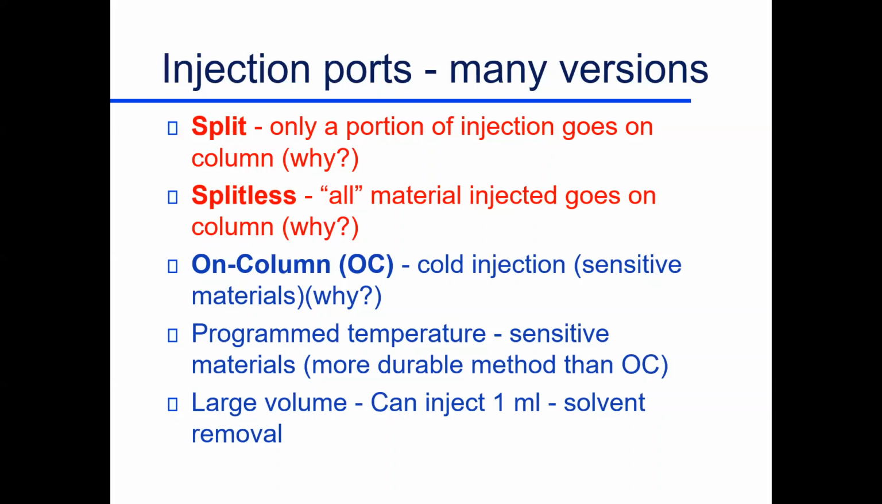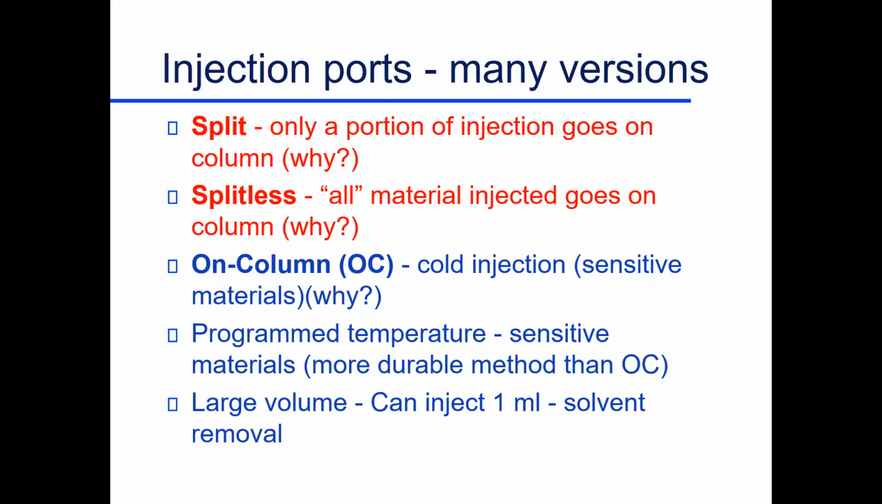But I put all material injected goes into the column. Well, that's not exactly right, so I'll put it in parentheses why. But they're splitless. On columns, we do a cold injection. Maybe your compounds degrade on heating. That doesn't do very much good, putting them into a 200-degree centigrade injection port. They break right down. So we can do a cold injection.